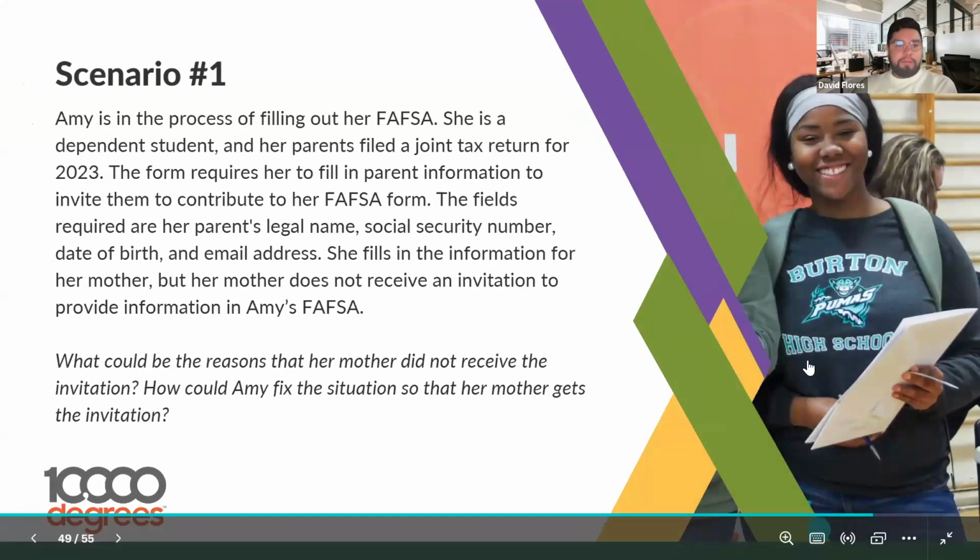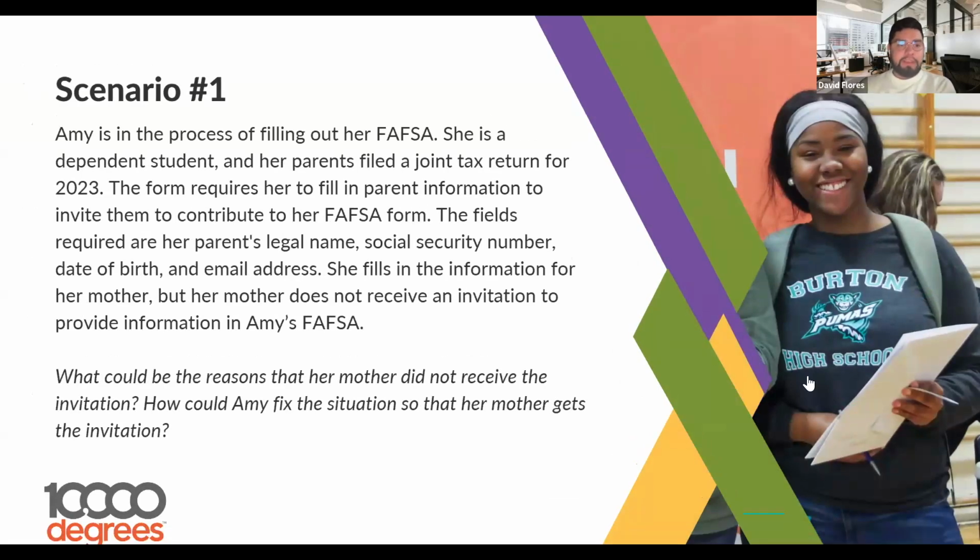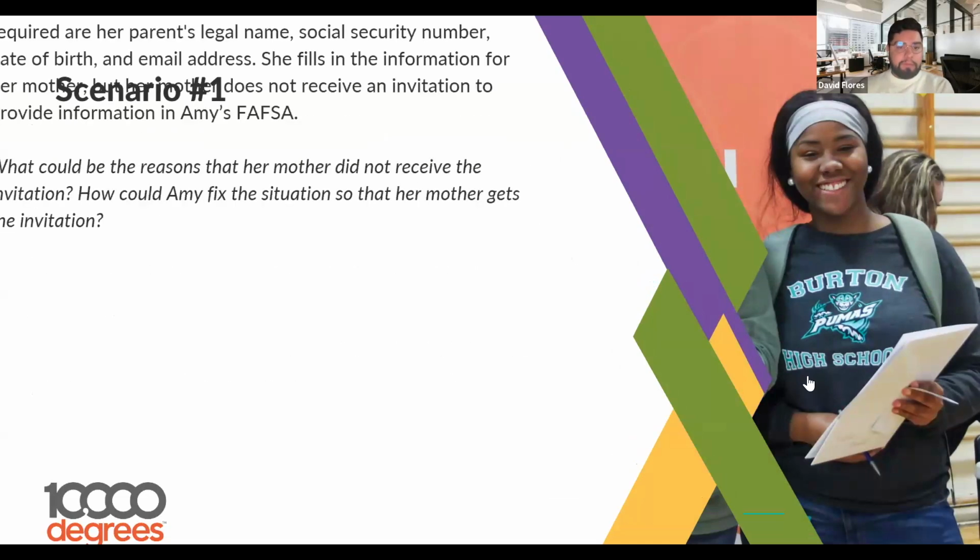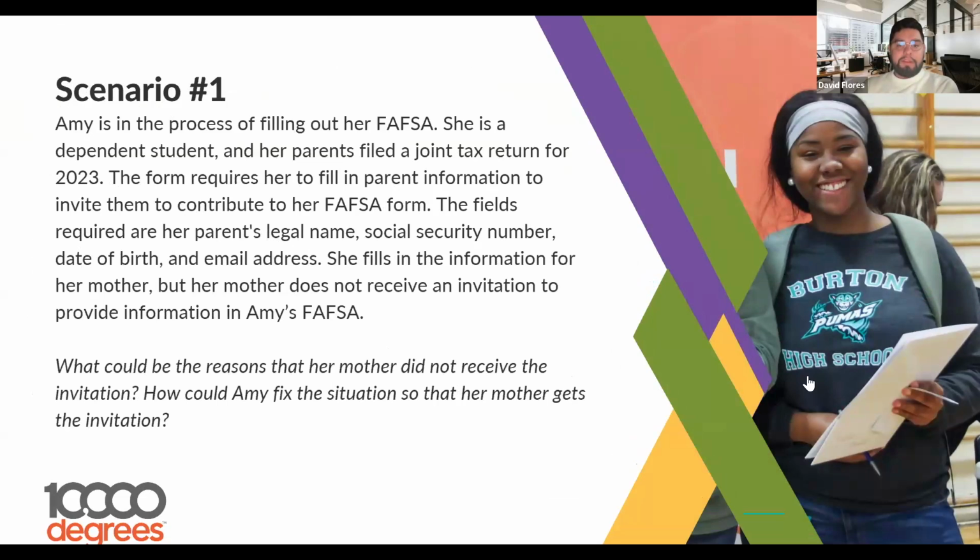Okay, so the first scenario: Amy is in the process of filling out her FAFSA. She is a dependent student and her parents filed a joint tax return for 2023. The form requires her to fill in parent information to invite them to contribute to her FAFSA form. The fields required are her parents' legal name, Social Security number, date of birth, and email address. She fills in the information for her mother, but her mother does not receive an invitation to provide information in Amy's FAFSA. What could be the reasons that her mother did not receive the invitation, and how could Amy fix the situation so that her mother does get the invitation?